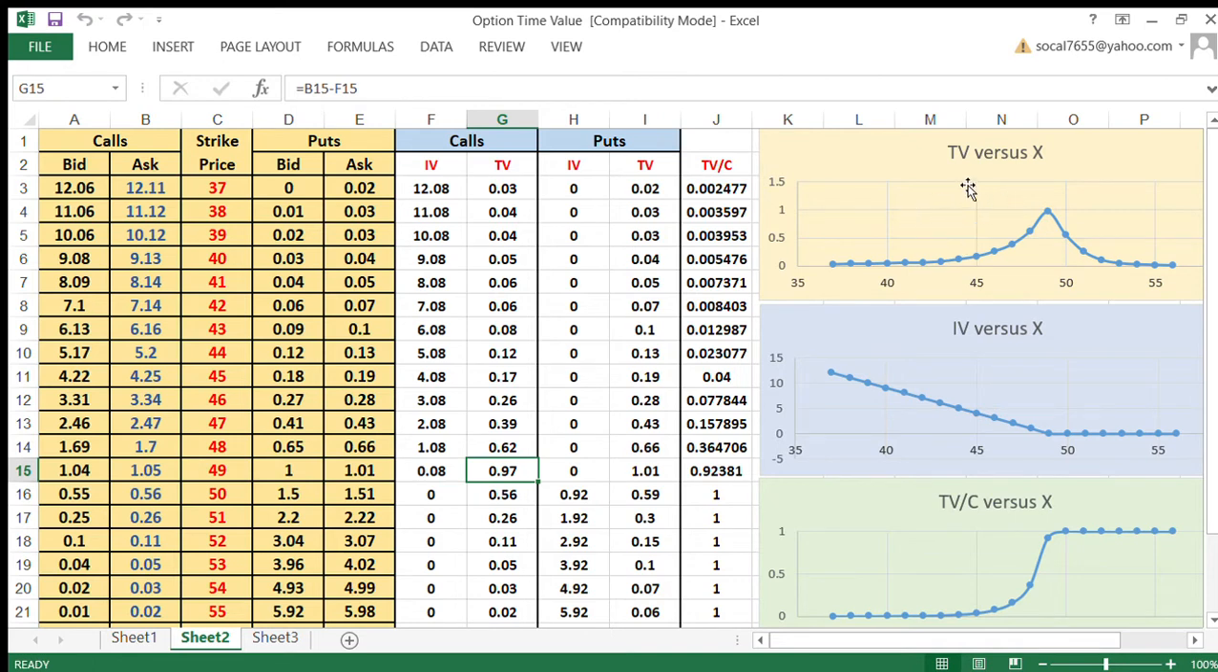So here we have time value versus strike price on the horizontal axis, and time value on the vertical axis. Notice it reached a high of 0.97, and you can see that's the 49 strike. You can just point that out, it'll show you the abscissa and ordinate, 49 and 0.97. And it kind of rises and then falls. It's not parabolic. Parabolic would be more concave.